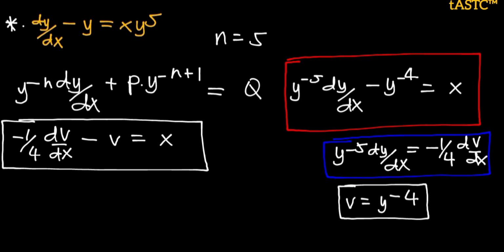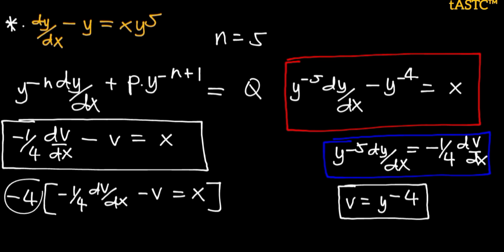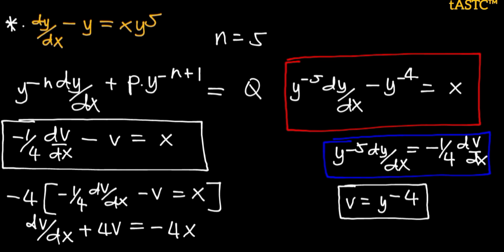Now, in order to do that, we need to multiply through with the negative 4. So this is going to be minus 4, and that will be multiplied by minus a fourth dv dx minus v equal to x. That is what we got. I'm multiplying this with this. That is going to give us a positive 1 because 4 is going to cancel 4. And a negative will multiply with this to give us a positive. So we're just going to have a dv dx. Now here we have a negative 4 multiplied by a negative v. That will give us a plus 4v. On this side we have a negative 4 multiplied by x, and that will give us a minus 4x. So that is the new stuff that we got.